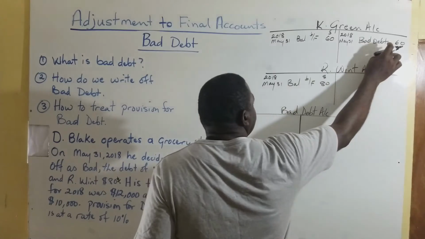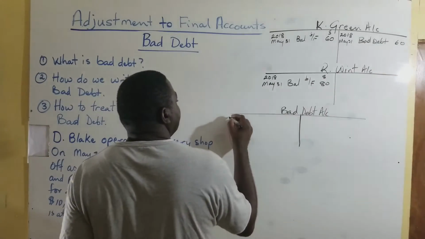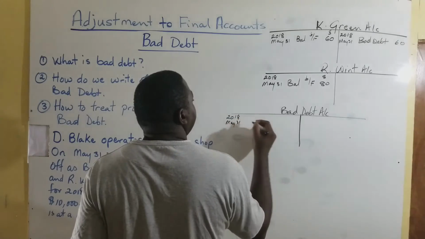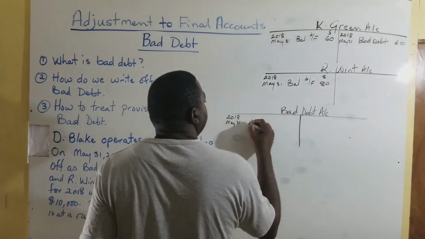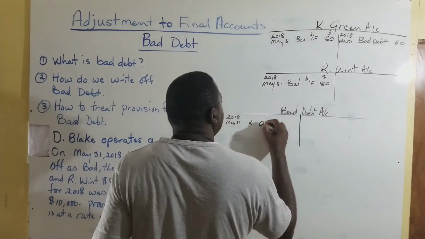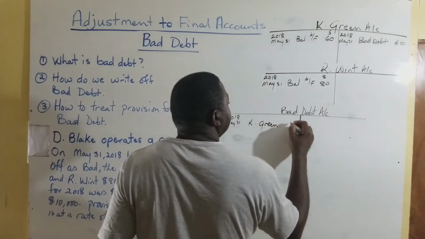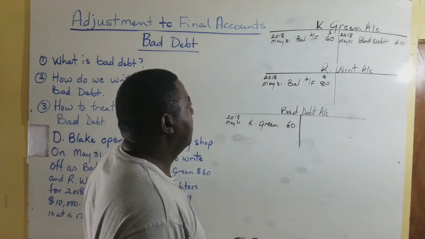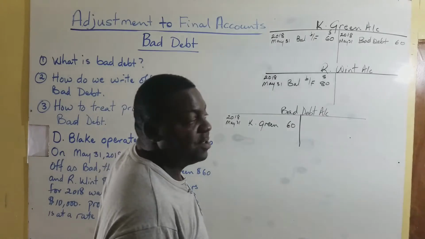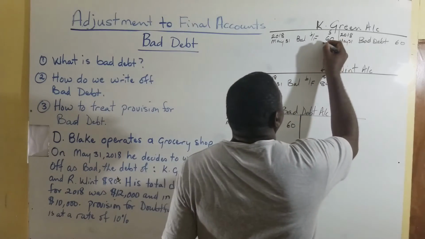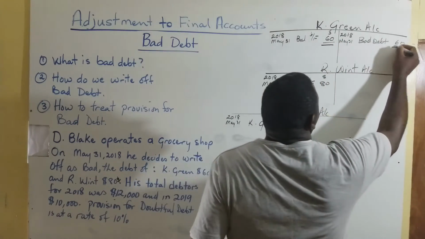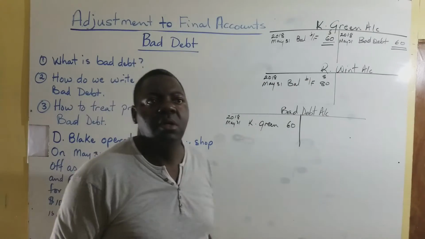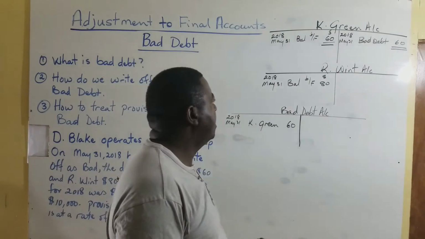So if we credit in this account, we come to bad debt and debit 2018 May 31st, and we're going to have K. Green as the name of the account here, and it is $60. Okay, so we have written off the account for K. Green. So we can double line this and close it. So we no longer have any business to do with Green anymore. We're writing off his account. We have written it off.